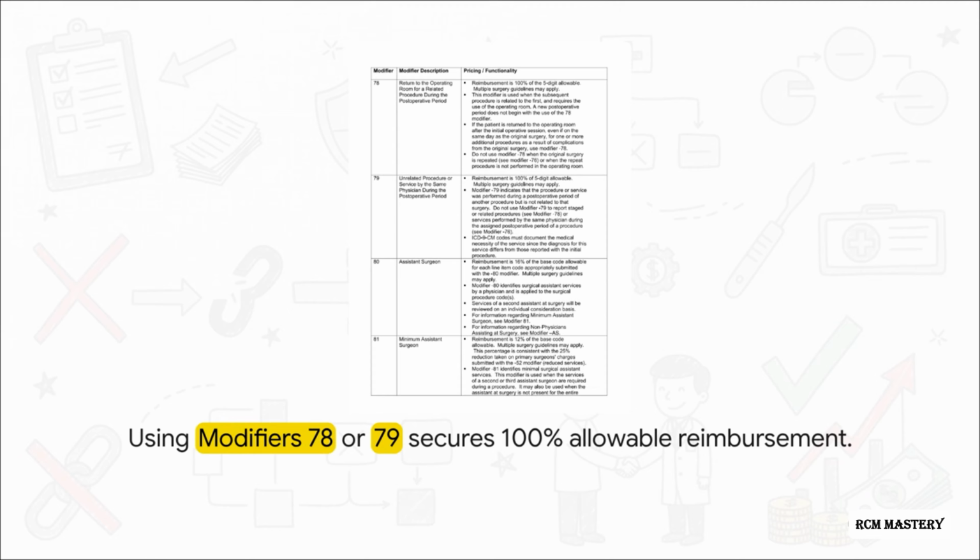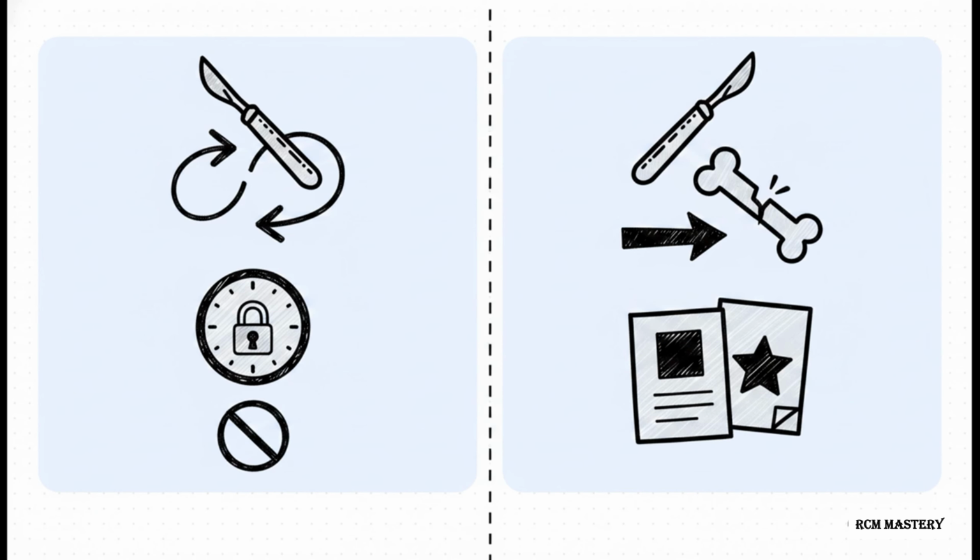ensures the provider gets 100% of the allowable reimbursement. It's just a great reminder that picking the right modifier doesn't just clear up a denial in your system, it actually secures the full, correct revenue that your practice deserves. Okay, let's look at these two side by side because mixing them up is a really common mistake. Remember, use Modifier 78 for related complications that force a return to the OR, and keep in mind it does not reset the global clock. On the flip side, use Modifier 79 for entirely unrelated procedures, and make absolutely sure you use different diagnosis codes to prove it's a completely separate issue.